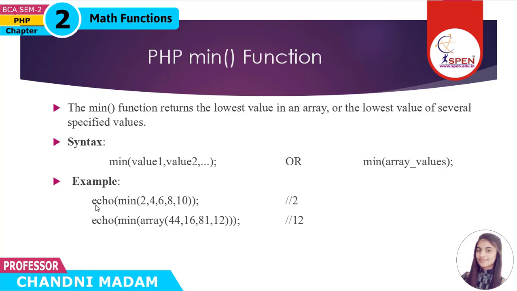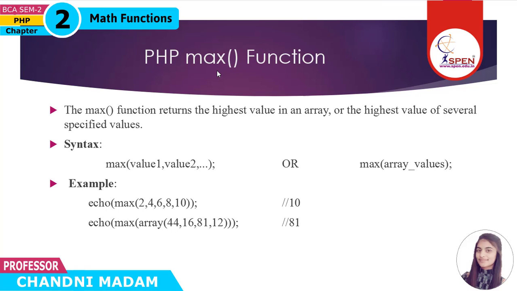Here is the example. We pass 2, 4, 6, 8 and 10 to the min function. It will give the minimum value, so the output is 2. Now we pass an array: 44, 16, 81 and 12. The output is 12, because 12 is the minimum number among the array members.